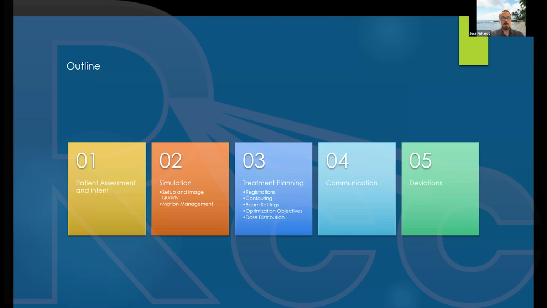By now you're probably very familiar with this slide, but we always want to show it because this is the order in which we feel that one should perform the checks when you're trying to evaluate the plan that you're going to deliver to patients. You're going to start with patient assessment, then simulation, treatment planning, and then we have two further sections, communication and deviations.